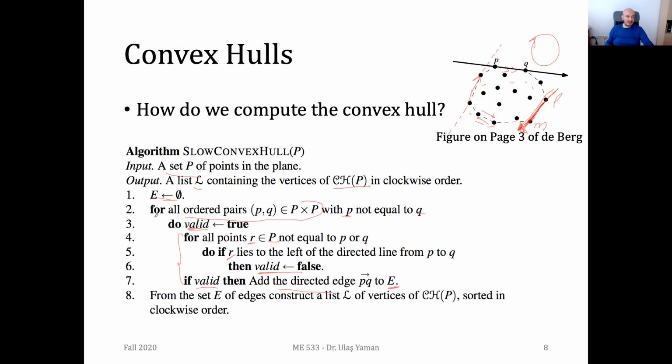After you are done with the for loop, that means you have obtained all the directed edges on the convex hull of the given set P. Then the only thing you need to do is to order these edges inside your data structure E, so that you will have a proper clockwise polygon. If you do this computation, then you are done. Your output L will be the convex hull we are looking for.